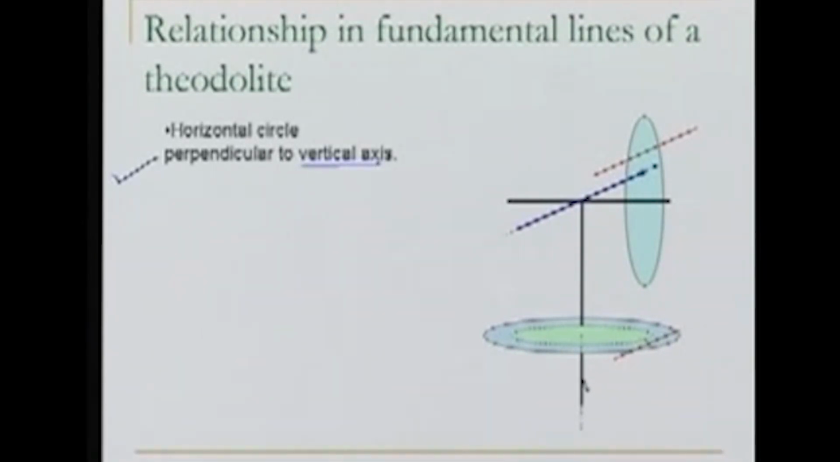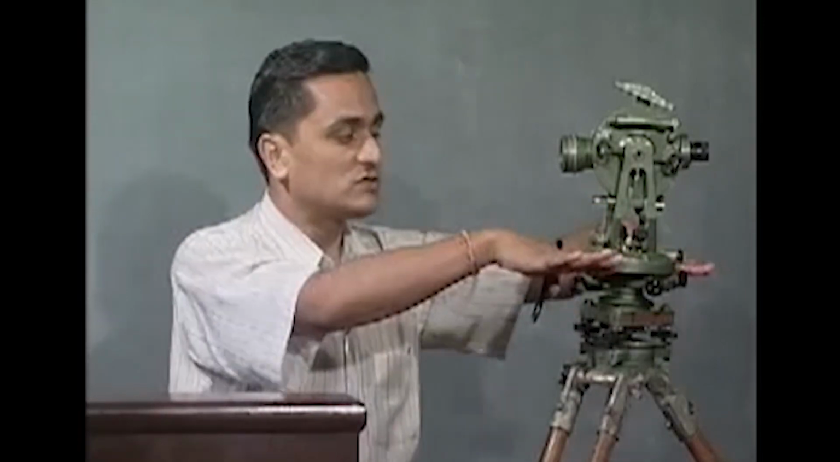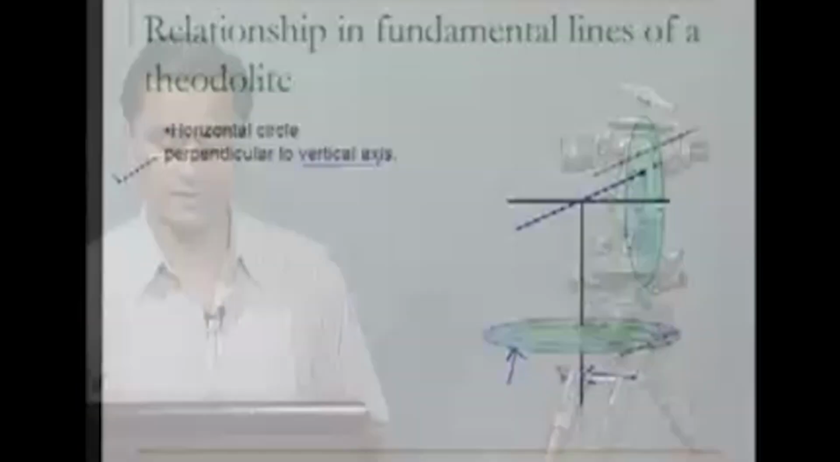What is the meaning here? This is our vertical axis and that's our horizontal circle. These two should be perpendicular. Why should they be perpendicular? Because if my vertical axis is vertical in the direction of gravity, and this horizontal circle is perpendicular to the vertical axis, then this horizontal circle will be actually horizontal. This will ensure that we are taking all our angles in the horizontal plane, which is desirable.